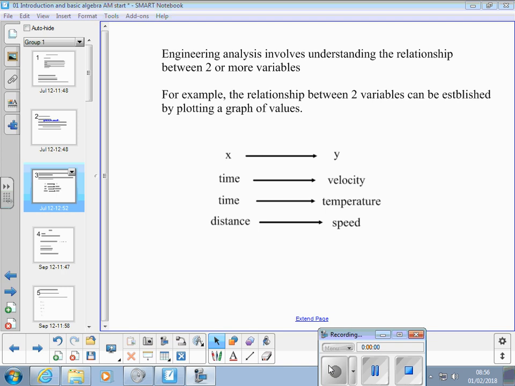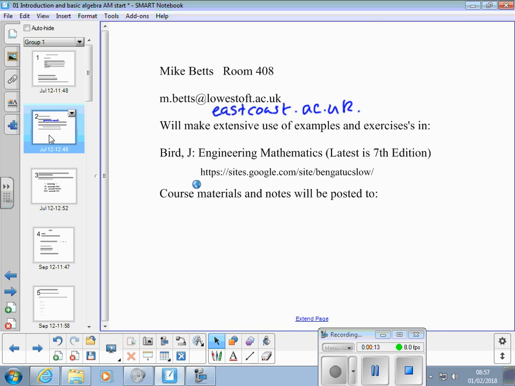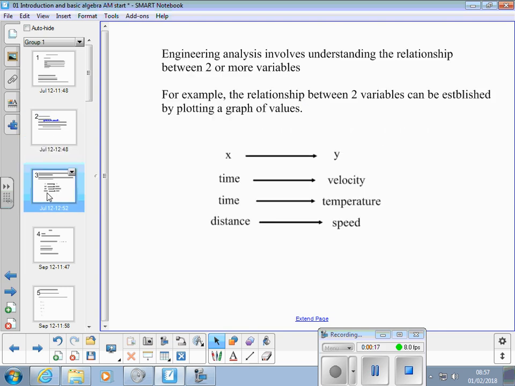So, engineering analysis involves understanding the relationship between two or more variables. Okay, that's on the front of your handout. These slides are what you've got. Okay?